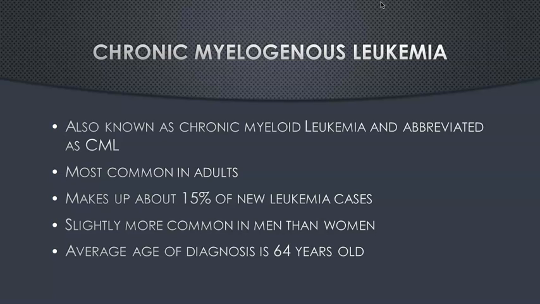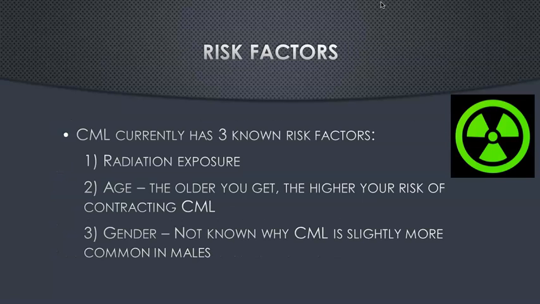the presentation. As I said, it's most common in adults, makes up about 15% of new leukemia cases, and it's slightly more common in men than women, and the average age of diagnosis is 64 years old. It currently has 3 known risk factors. The first one is radiation exposure, and we're talking high doses of radiation. Also, age is a factor. The older you get, the higher your risk of contracting CML. And as I said before, it's slightly more common in males, and we aren't sure why yet.